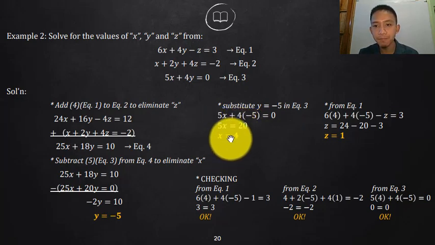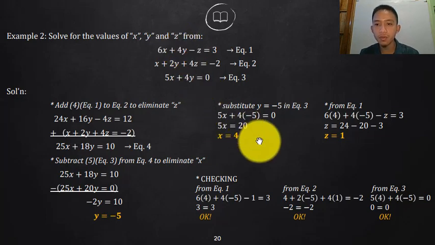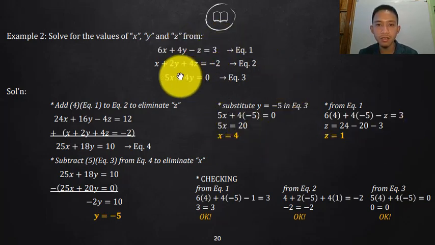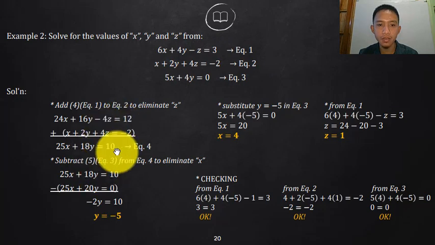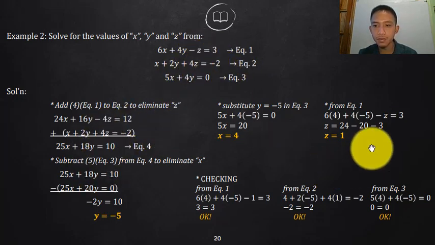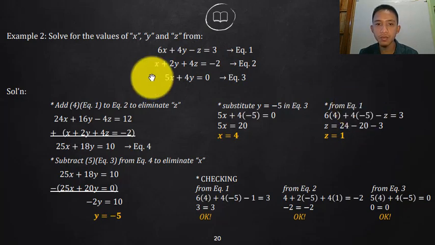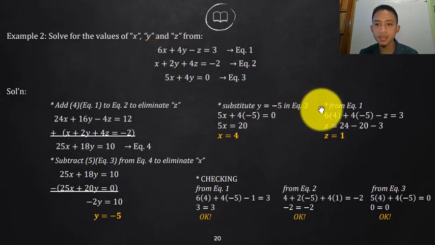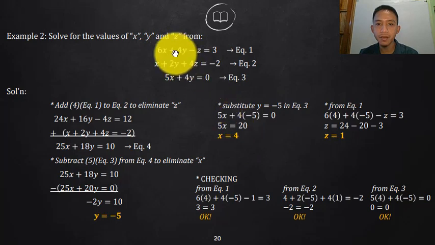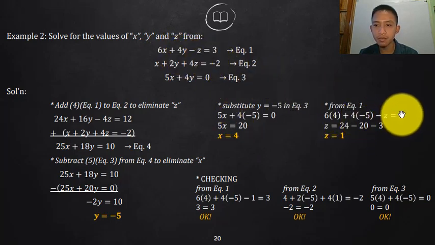Okay, and then what else? We will be solving z. So what equation do you want? You cannot use equation 3. You cannot use equation 4. You can only use equation 2 and 1. So it's up to you. I will be using equation 1. So 6 times x, which is 4, isn't it? 4 times y, which is negative 5. And z is the unknown. So minus z equals 3.